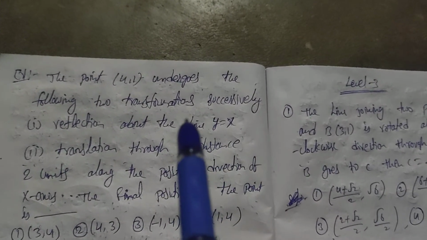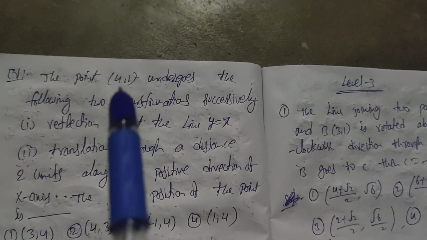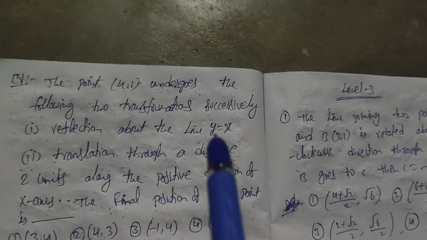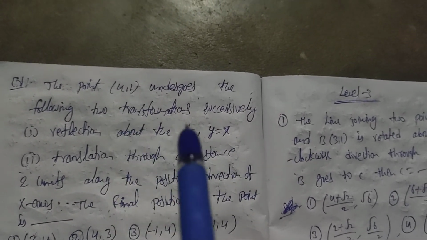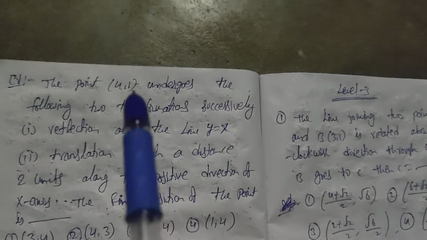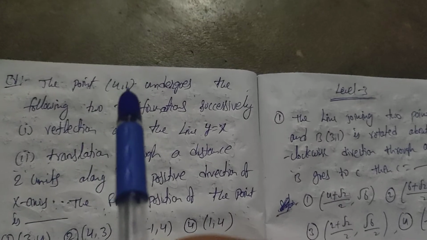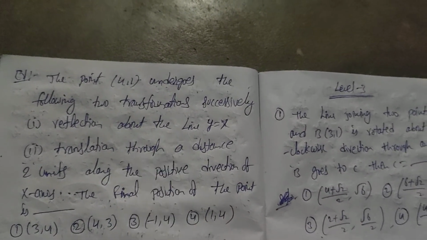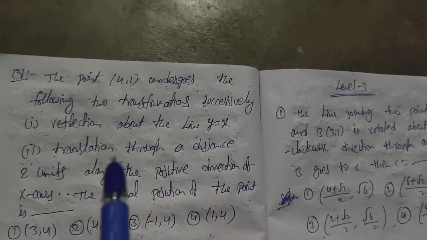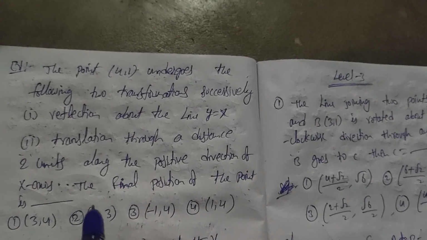I already gave these formulas in coordinate system. The reflection of (4, 1) with respect to y equal to x, or x equal to y, both are the same. So (4, 1) reflected with respect to y equal to x is nothing but (1, 4), reversed, that means the x coordinate becomes the y coordinate and the y coordinate becomes the x coordinate. So (1, 4). For that (1, 4), find the translation through a distance of 2 units along the positive direction of the x-axis. The final position of the point is asked.